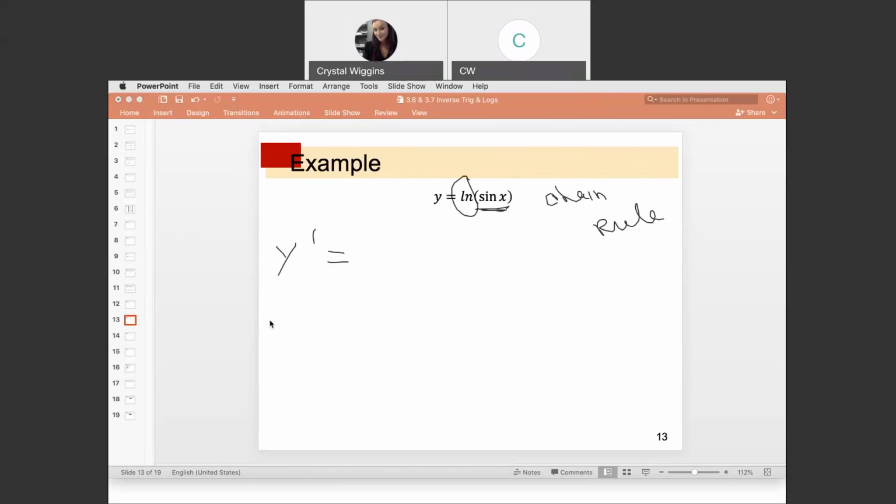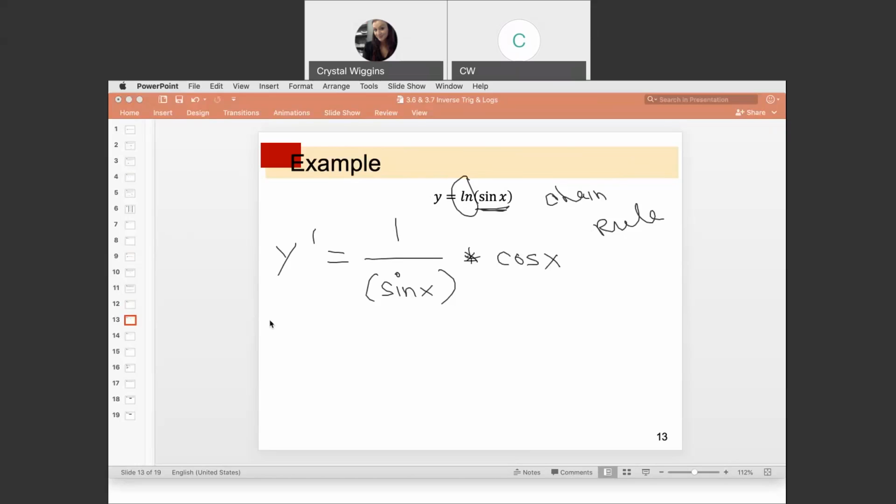The derivative of the natural log is 1 over the inside function, untouched. Remember, never change two things at once. Never take the derivative of two functions at the same time. The chain rule then says multiply by the derivative of what's inside, which is cosine of x. So this is cosine over sine.